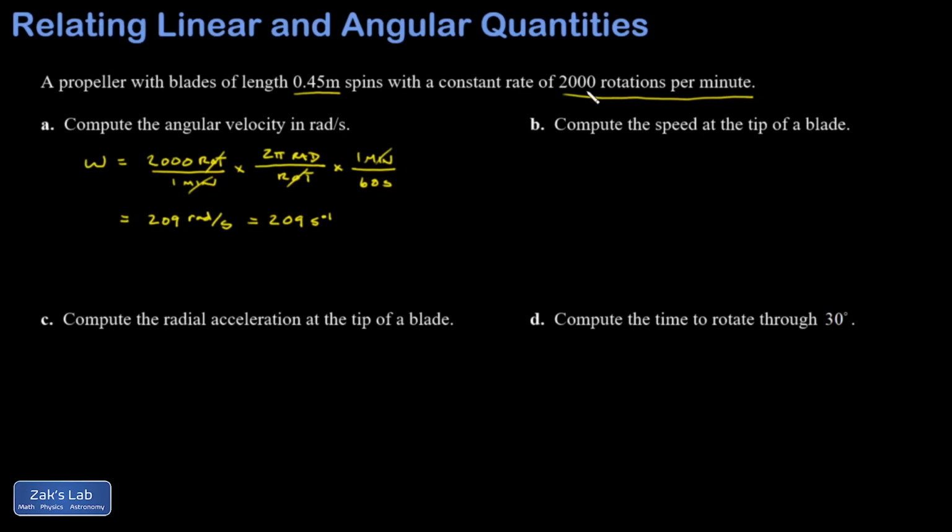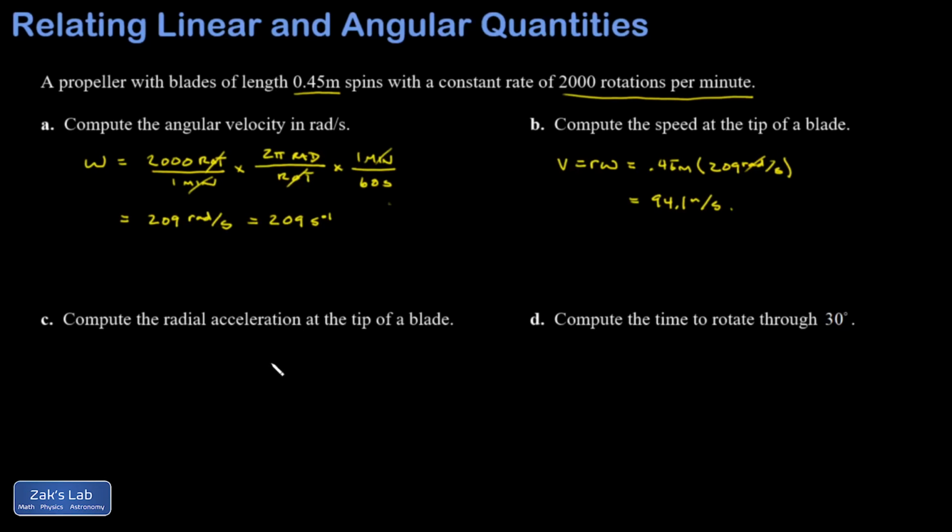Part B, compute the speed at the tip of a blade. Well, that would be V equals R omega. That's 0.45 meters multiplied by 209 radians per second. And again, radians are unitless, so you can disappear them whenever you like. And I get 94.1 meters per second for the speed at the tip of a blade.